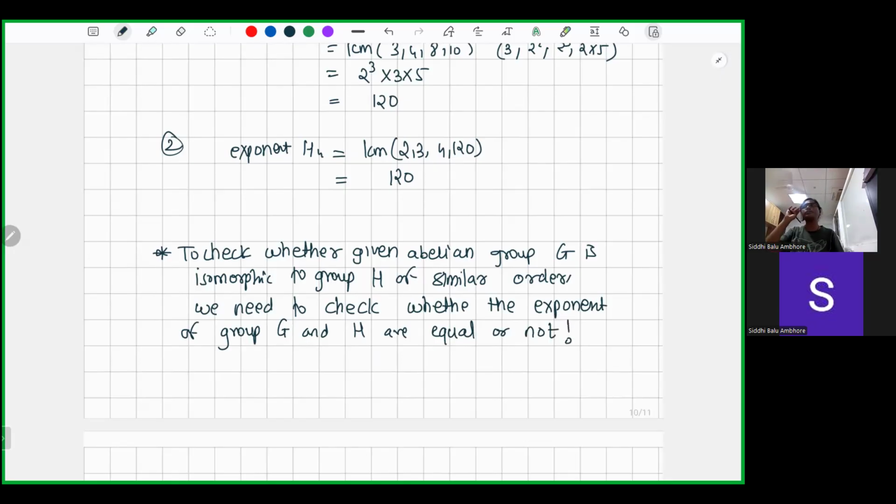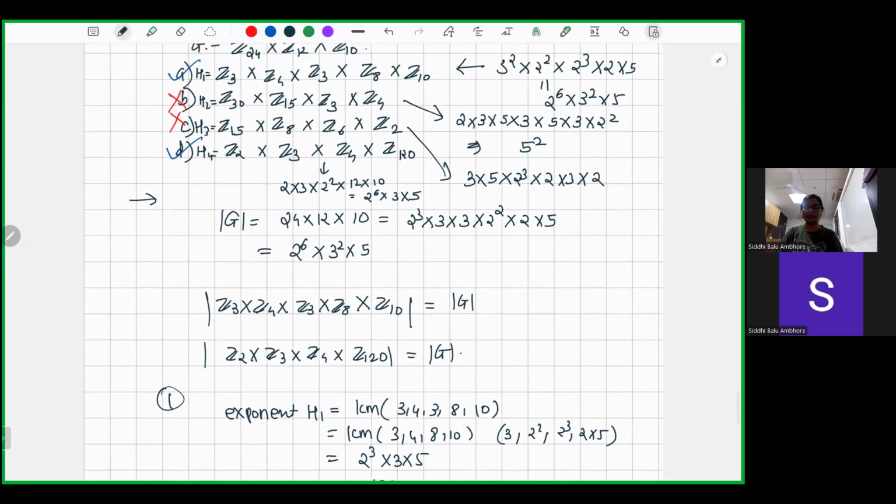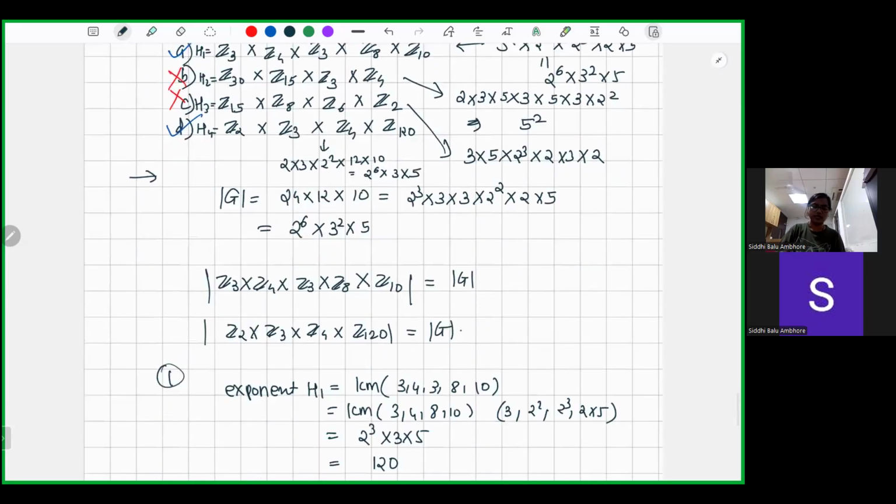Okay, so this is how we will check for the isomorphism of groups of similar order, or abelian groups of similar order. First, check the order. The moment I have the order, check for the exponent. That's it. Exponent of that group. If the exponents match, definitely those two groups are going to be isomorphic. That's the only way to do it.